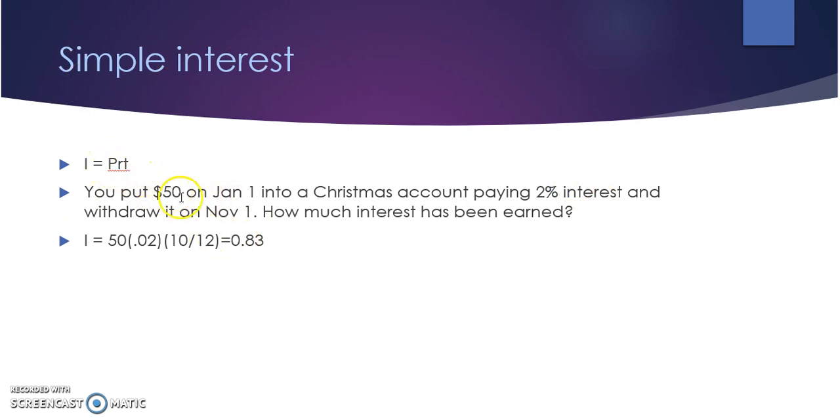But the $50 is the principal. Principal is the amount before you earn the interest. The 2% interest rate I have changed to a decimal form, so 0.02. And time in this formula is always measured in years. So going from January 1st to November 1st is a total of 10 months, and so I went 10 over 12. And then I just multiplied these all together. After rounding off to the nearest penny, I got 83 cents.